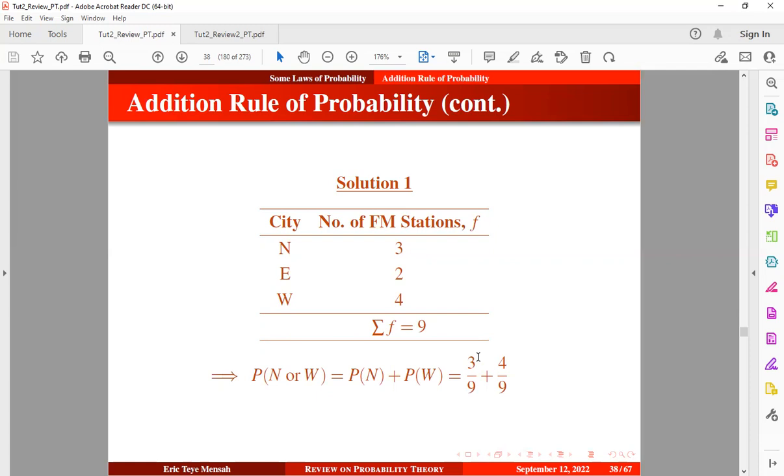So the probability that a station is at the north is 3 out of the total 9. And the probability that a station is from the west is 4 out of the total 9. So in all, we are going to have 7 out of 9. You can also leave your final answer in decimal if you wish to. All right, so this will be the solution for example 1.